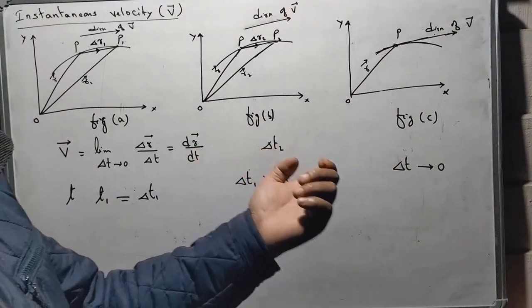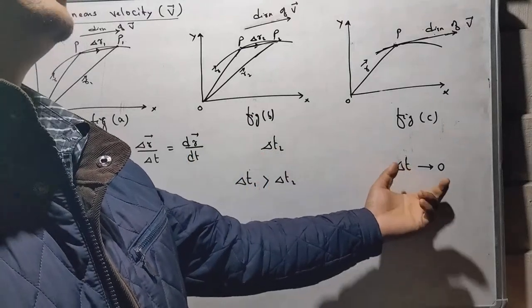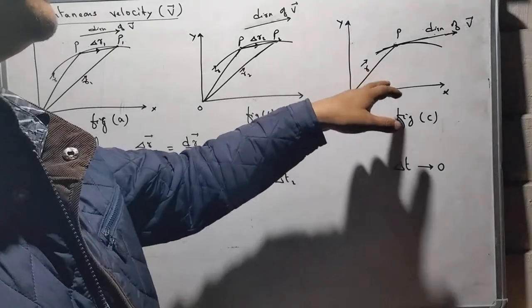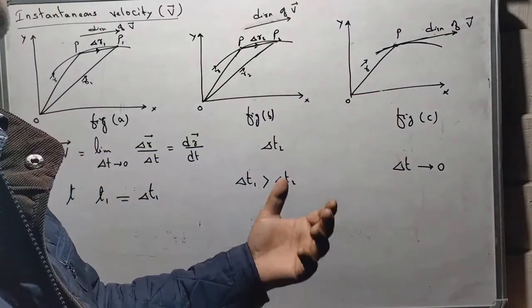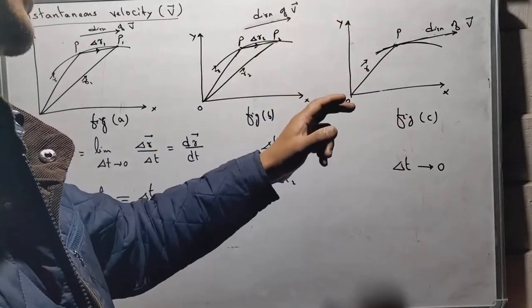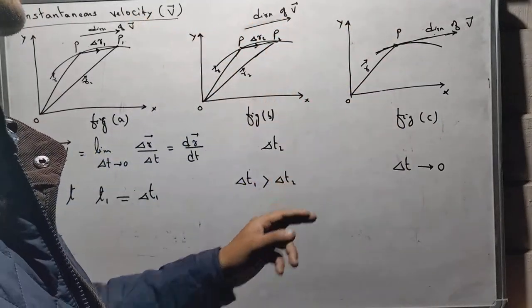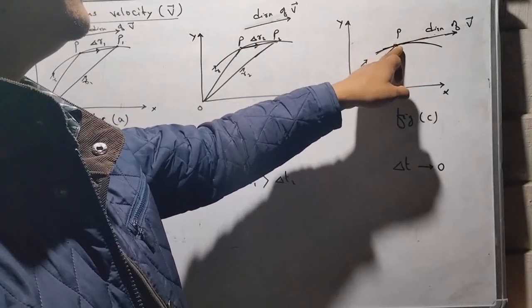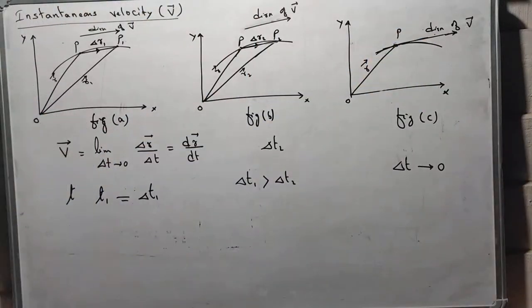Why? Because the time interval is almost equal to 0. So please note down, when the time interval is almost equal to 0 or tends to 0, then the direction of the instantaneous velocity is equal to the tangent at that point on the curve.